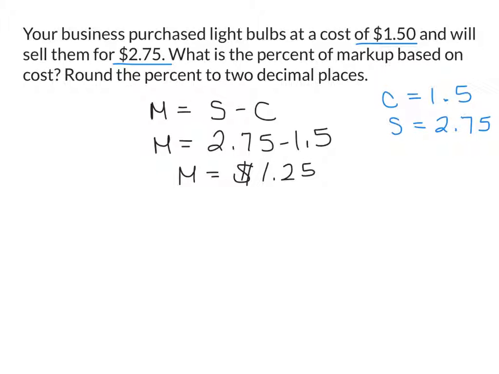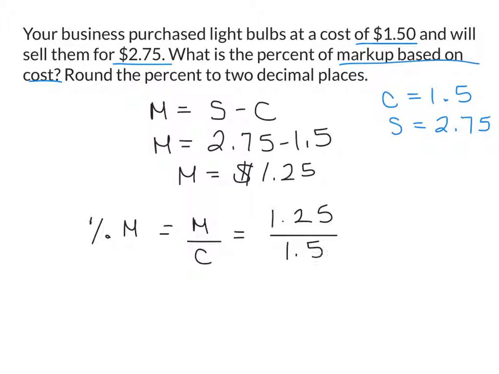Now we're asked to find the percent of markup based on cost. So that means cost is our base. So the percent of markup is going to be the markup divided by the cost. So percent of markup based on cost equals the markup divided by cost. So we have 1.25 divided by 1.50.